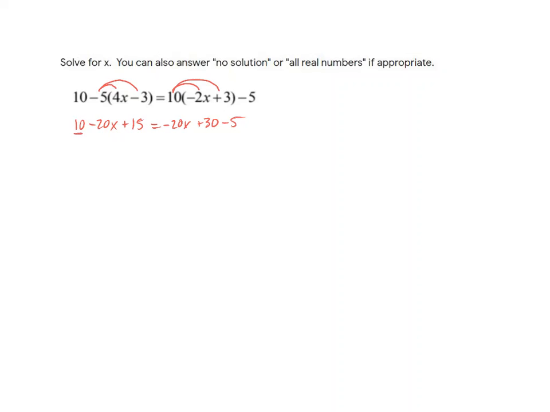Now on each side, I'm going to combine like terms. So over here I have a 10 and a 15. The negative 20 is just going to continue to be negative 20x, and then the 10 and the 15 put together is going to be 25. And then over on this side, I still have that negative 20x as well, and then 30 minus 5 is plus 25. And so hopefully what you're seeing here is that these two sides are exactly the same. And if they're both exactly the same, then x can equal all real numbers.